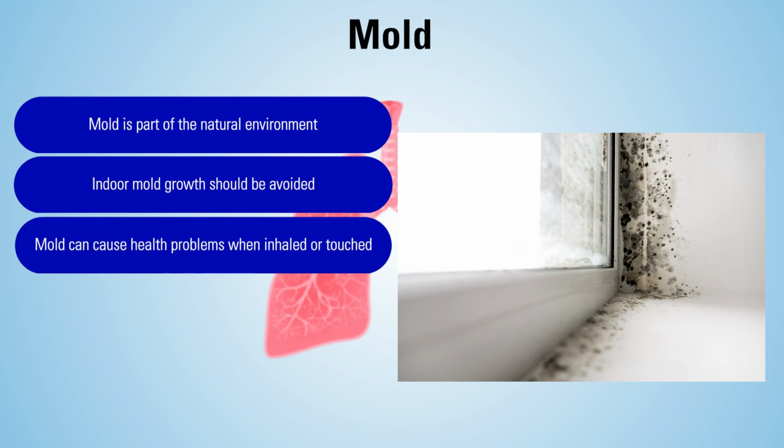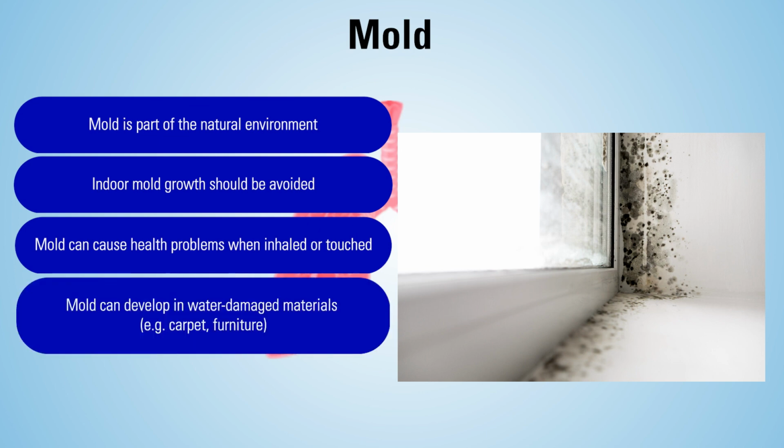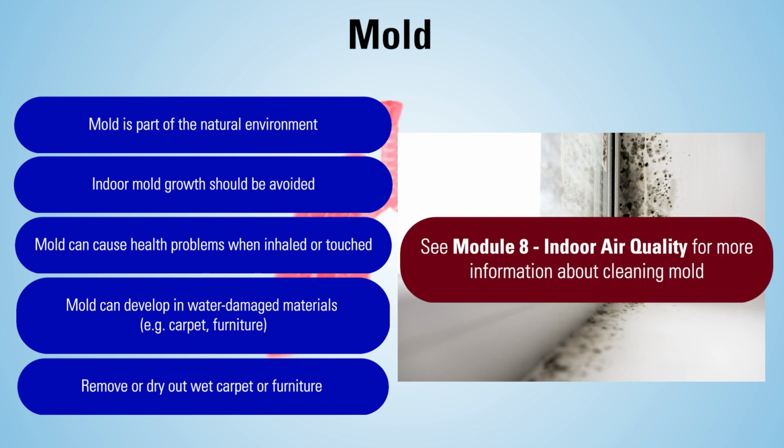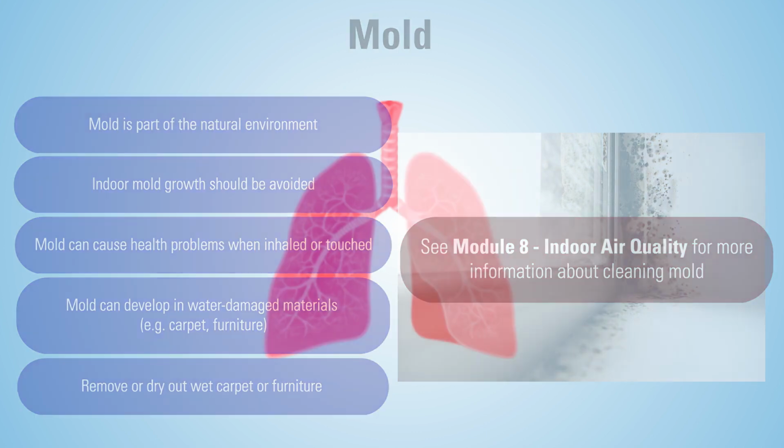Molds reproduce by means of spores. The spores are invisible to the naked eye and float through the outdoor and indoor air. Mold may begin growing indoors when the mold spores land on surfaces that are wet. Mold can develop in water-damaged materials, such as carpet or furniture. It's important to remove or dry out wet carpet and furniture. Module 8, Indoor Air Quality, contains additional information about how to clean mold.